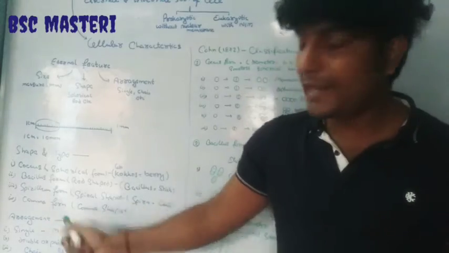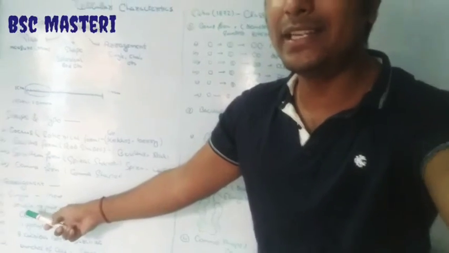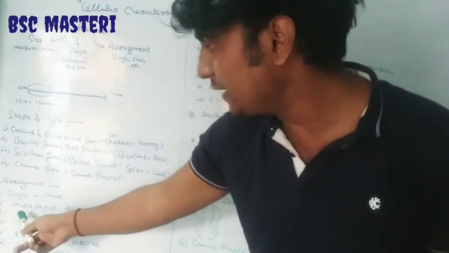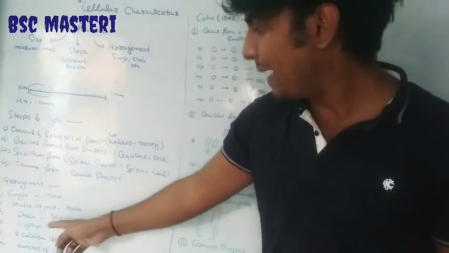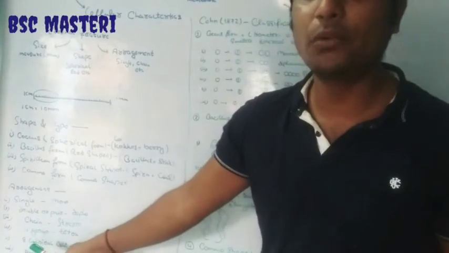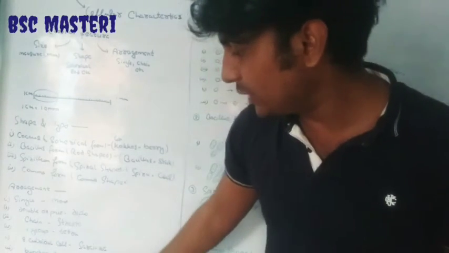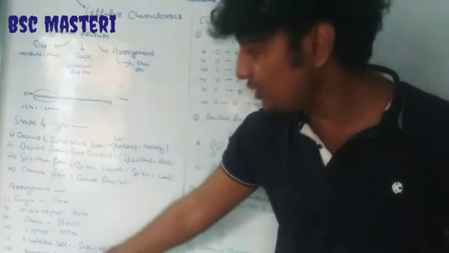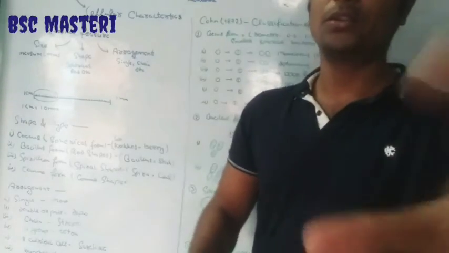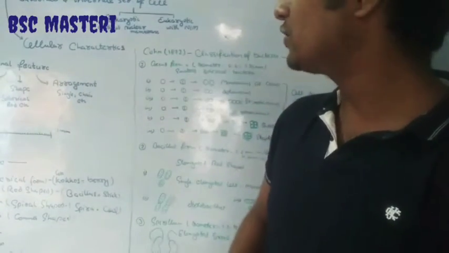Now we are going to discuss the arrangement of bacteria. If the bacteria are present singly, it is known as mono. If bacteria are present in a pair, it is known as diplo. If bacteria are present in a chain, it is known as strepto, and if bacteria are present in a group of 4, it is known as tetrad. If bacteria are present as a group of 8 cuboidal cells, it is known as sarcina, and if bacteria are present as a bunch of cells, it is known as staphylo. So we discussed the morphology of the internal and external features of bacteria.